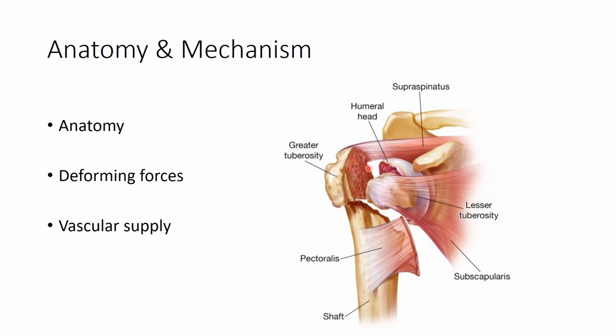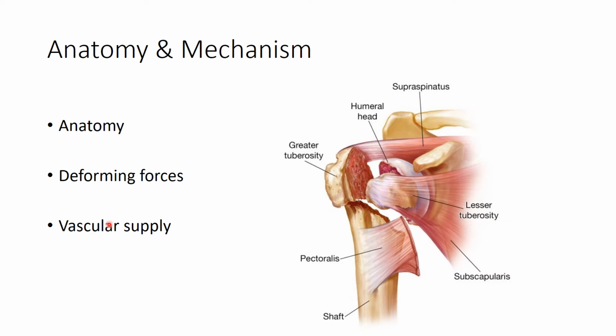The greater tuberosity has attachment for supraspinatus, infraspinatus and teres minor, that is the rotator cuff, and the lesser tuberosity has attachment for the subscapularis. The proximal humerus shaft has attachment for pectoralis major, that will pull the fragment medially. The GT will be pushed up superiorly and posteriorly, and the LT is pushed medially by the subscapularis.